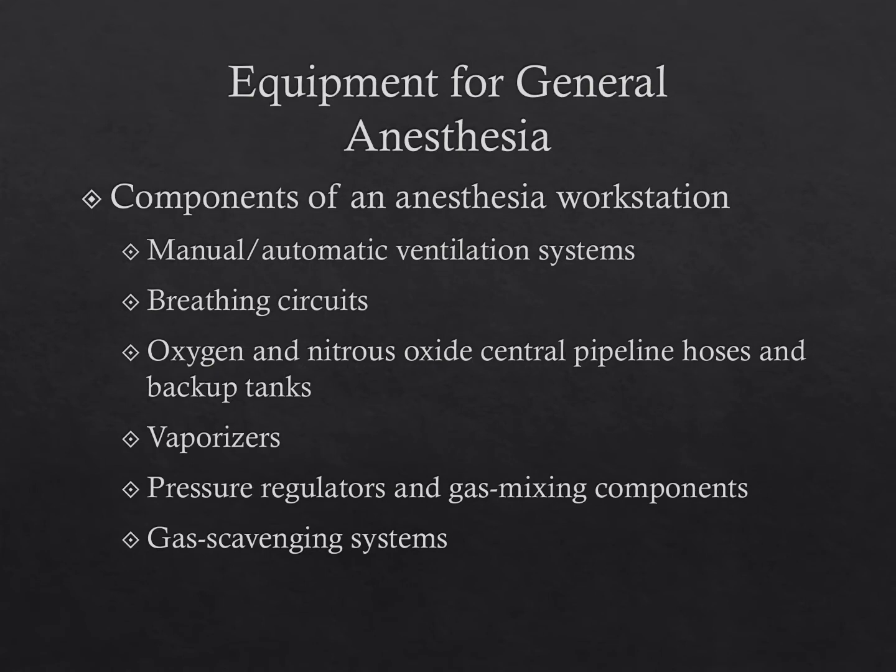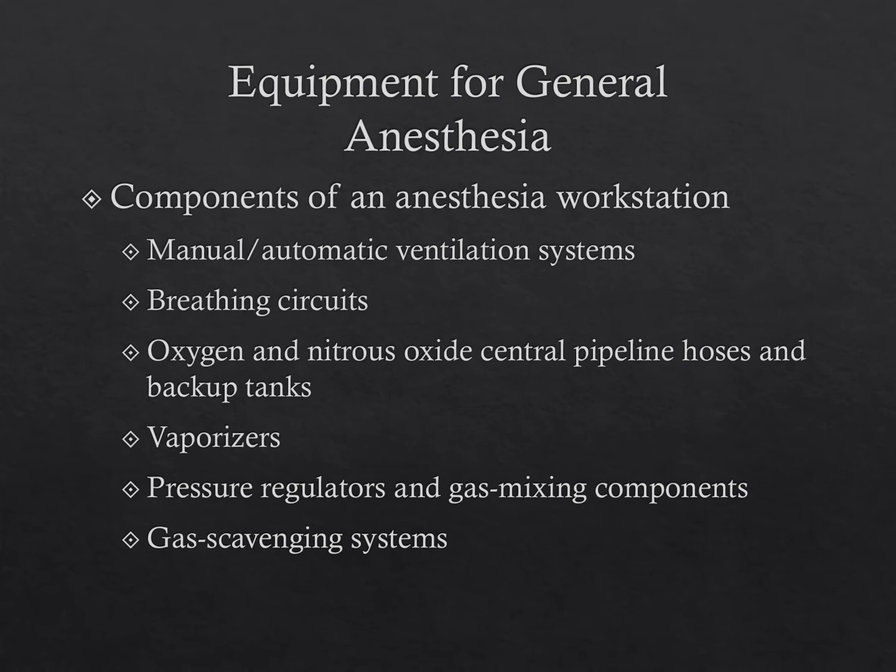So there's going to be some different components to the anesthesia workstation. If we were in class, I would actually take you guys to the lab to show you the machine itself, but your book does have a good picture, and on the next slide I'll show you a picture as well. So these are going to include manual and automatic ventilation systems, which is hooked up to a breathing circuit that's going to provide oxygen to the patient and keep them breathing. Oxygen and nitrous oxide pipeline hoses and backup tanks.